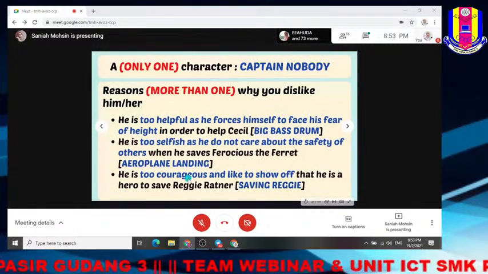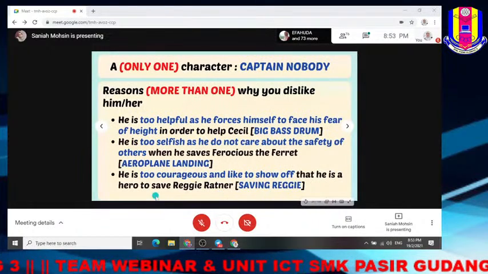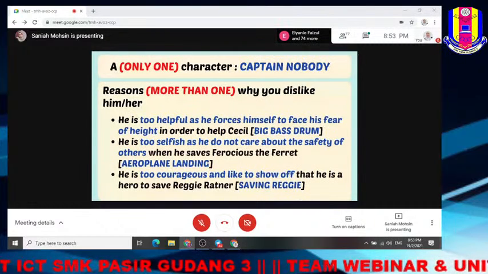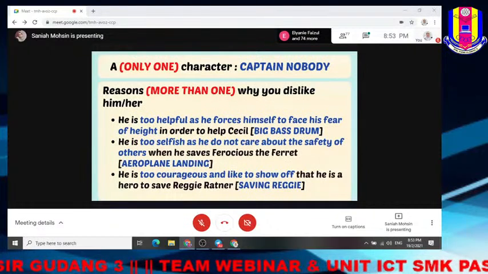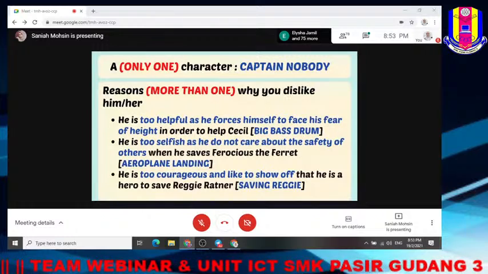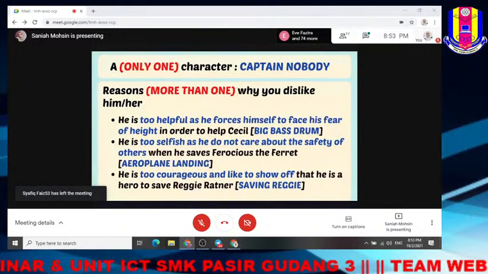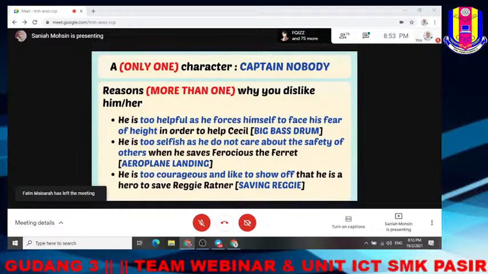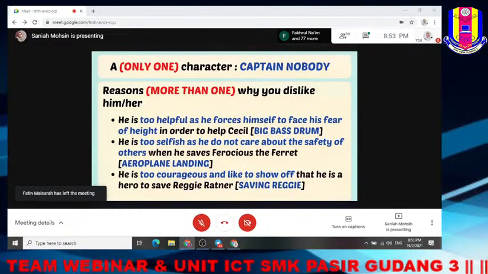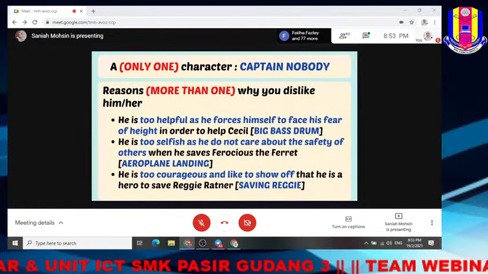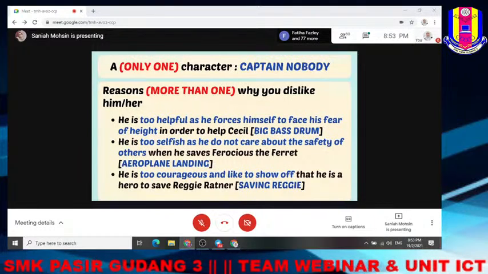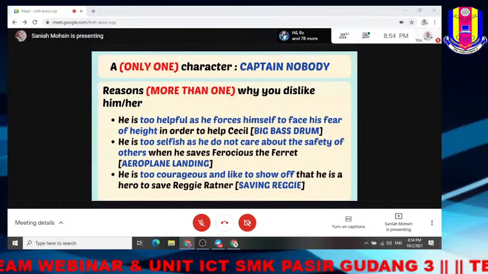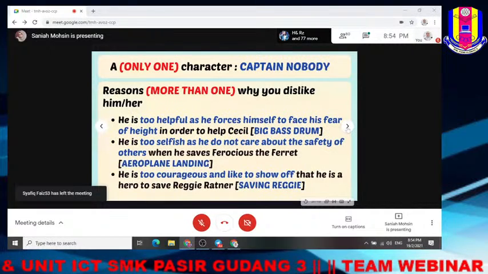The next one, he is too courageous and likes to show off that he is a hero to save Reggie Radner. Tadi the event Reggie, kita cakap dia ni adalah seorang yang berani. Nak cakap kebenaran. But then in the same event, you can also say, oh dia ni sebenarnya macam nak belagak je. He is too courageous, terlalu berani, because he can wait for the firefighter for example to save Reggie, but then he decided to climb. So the same event, you can talk about it positively, you can also talk about it negatively. So apa soalan yang keluar pun nanti, I believe you guys can do that. So jangan nervous, just think calmly, and I believe you guys can do this during exam as well.